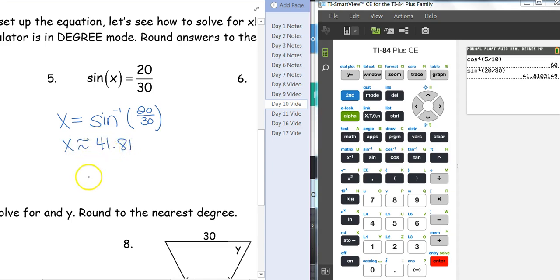We're going to round to the nearest degree. So that 0.8 tells me that I'm going to round up. So x is going to be about 42 degrees.